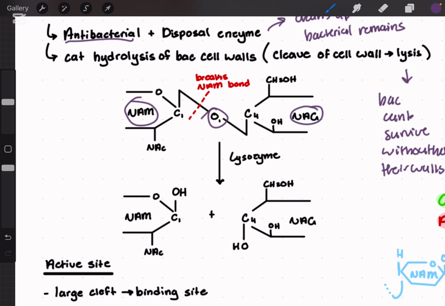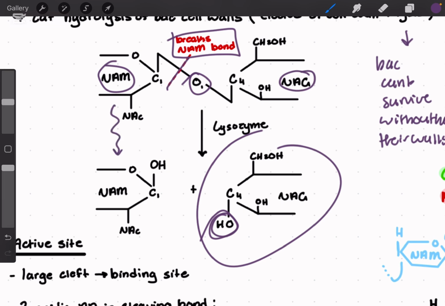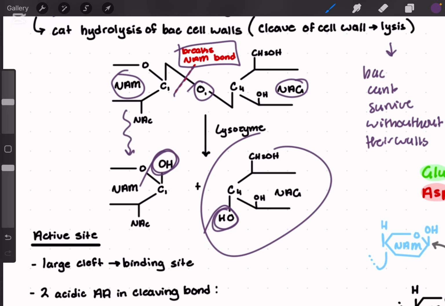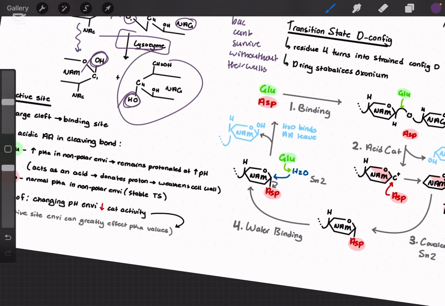ether bond. And the lysozyme breaks the NAM's side of this ether bond, and that leaves the NAG portion to have an OH group, and through a long process for NAM, leaves the OH group as well on this carbon. So this is the end result, but this whole process where I just wrote lysozyme can be explained in this diagram here, which we'll go over in a bit.